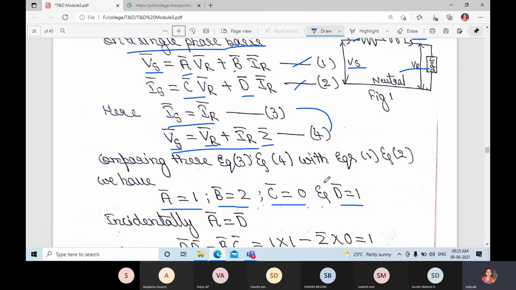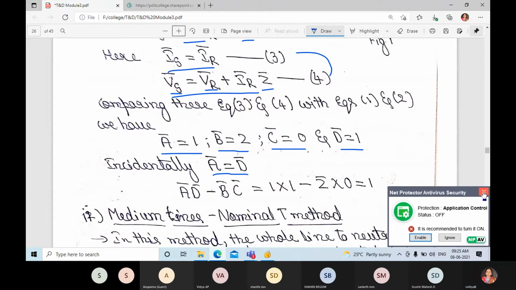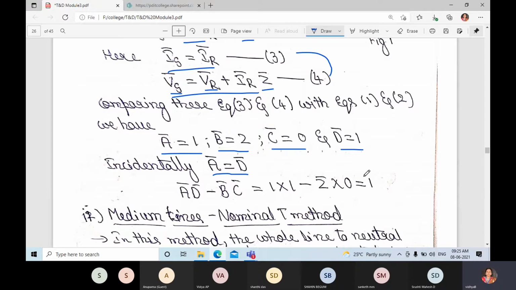If you observe what we got by comparing these equations, you can see that A vector and D vector are the same. So incidentally, A vector is equal to D vector. Here A vector D vector minus B vector C vector, if you do 1 into 1 minus Z into 0, is equal to 1. So you will always get AD minus BC equal to 1. Even they ask questions to prove AD minus BC is equal to 1.